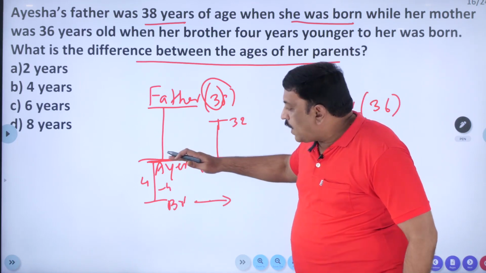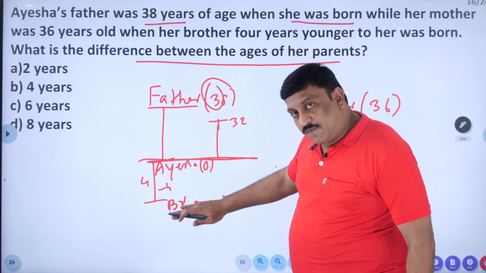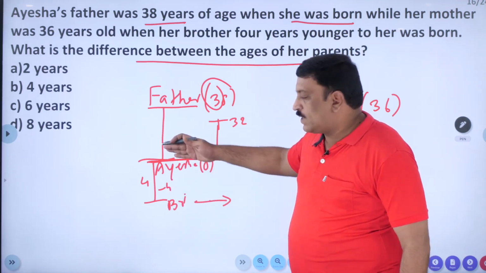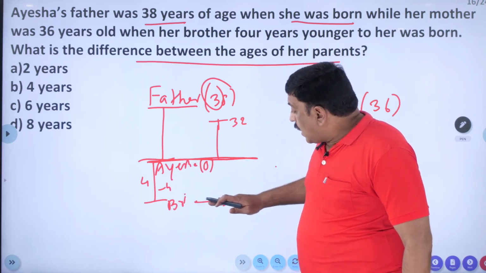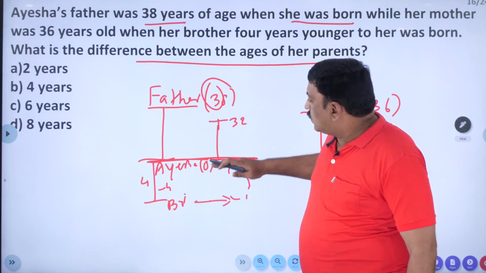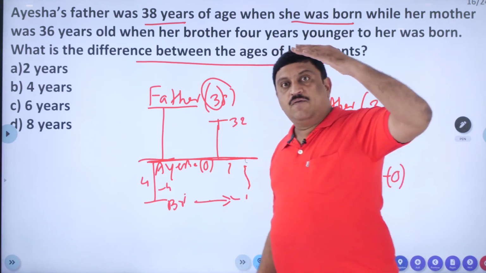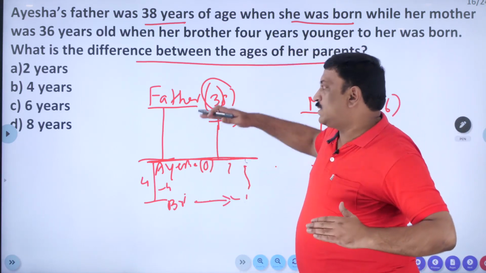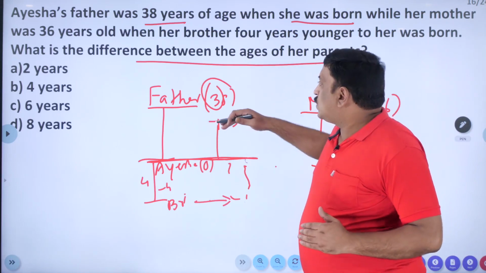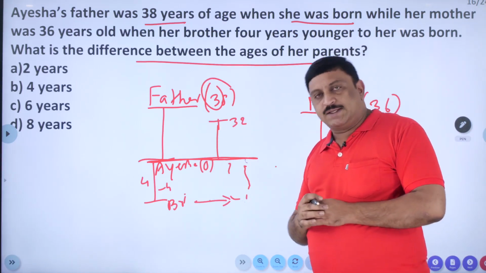So here, Aisha was born, and her brother was born 4 years after, that means definitely Aisha is 4 years older. At the time of the brother's birth, the mother was 36, which means already 4 over here. So from Aisha's birth, she is 32. So she was 32 means 38 and 32. The difference between father's and mother's age is 36.